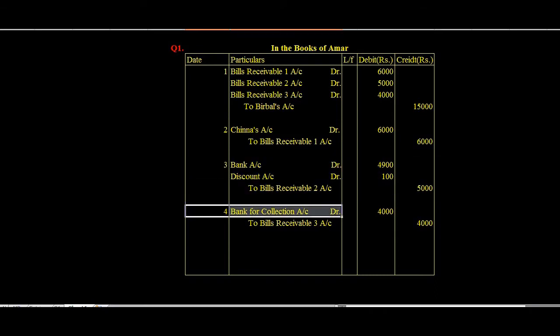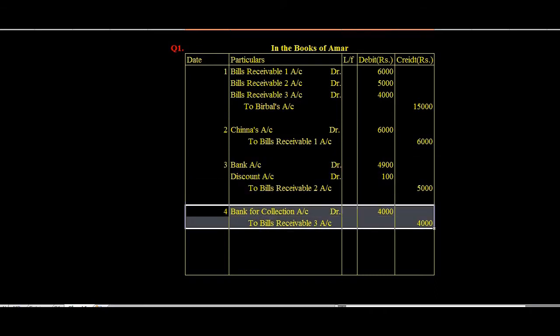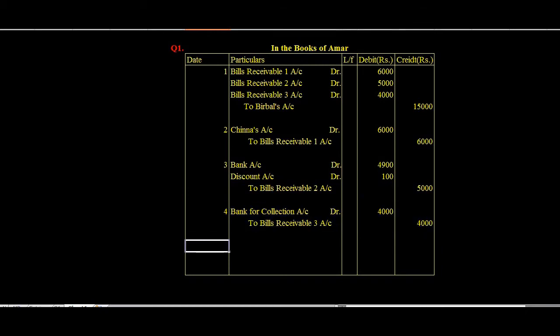But when the bill is sent to bank for collection, what will happen? Bank for collection will take money from drawee and deposit that into our bank account. So this entry will come. Here it will be bank account debit, amount of the third bill which is 4000, and who is giving us this money? Ultimately we are getting this money from bank for collection. So bank for collection account will be credited, and that's it.